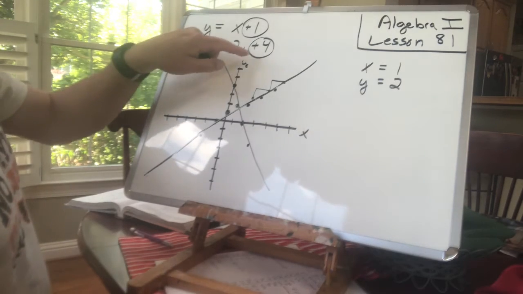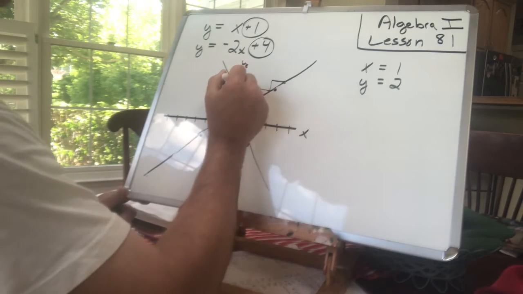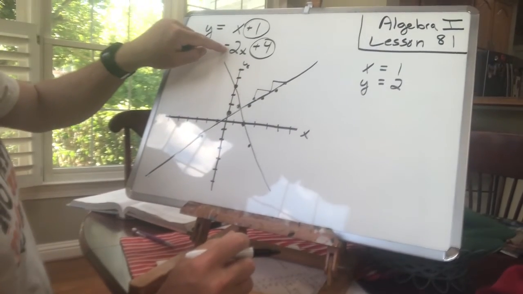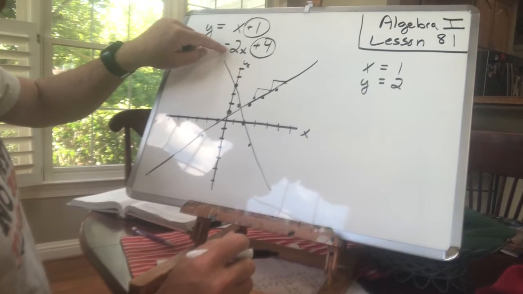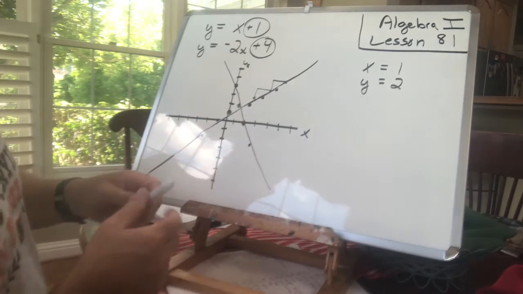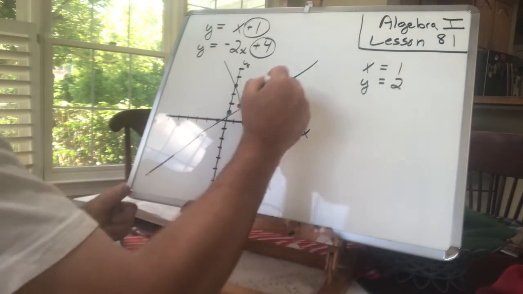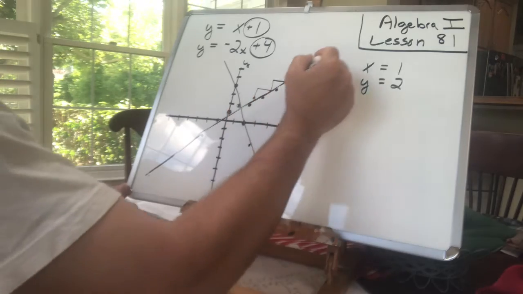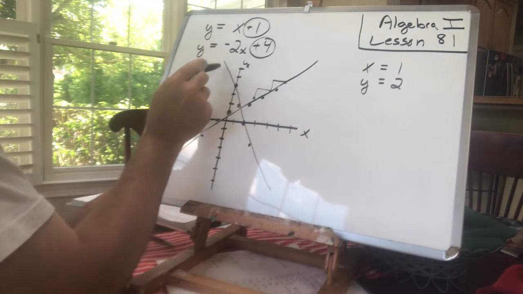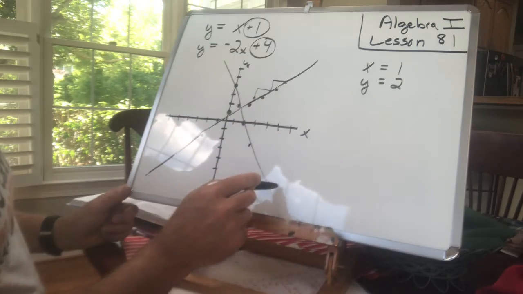For this line right here, we know it intercepted the y-axis at 4, right here. And the slope of the line is negative 2. Now, that means it's going to be going downhill. If it's positive 1, it's going uphill. If it's positive anything, it's going uphill from left to right. If it's negative anything, it's going downhill from left to right.